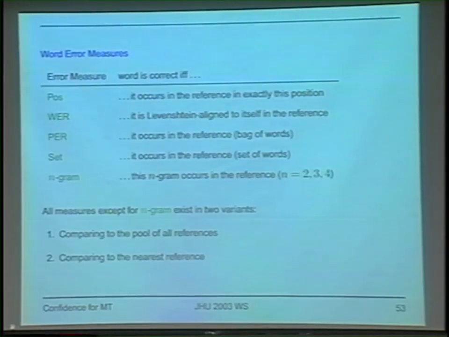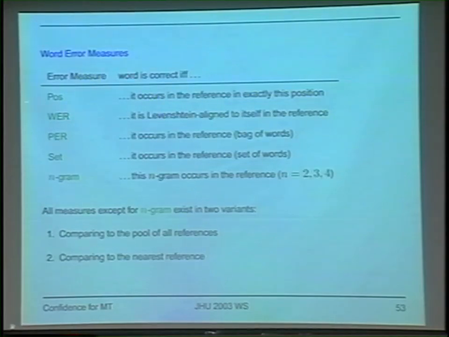Okay, so now to explain the word error measures that we used for tagging a word as either correct or incorrect. We implemented a couple of different variants. I ordered them by strictness. So the first one here is a very optimistic measure. It always counts a word as correct if it occurs in any of the references. So if we have seen it somewhere in one of the references, this word will be labeled as correct.